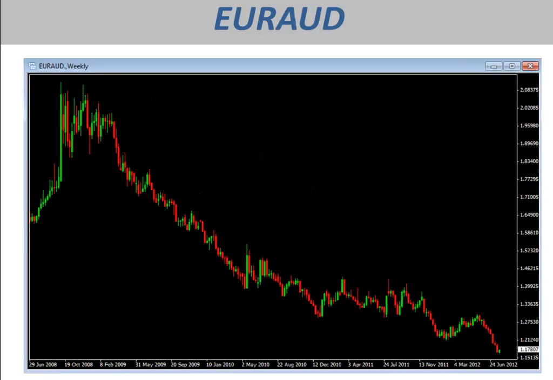Specifically, let's look at the euro Aussie. This was around 2.08 four years ago, and now it's at 1.17. So this thing has completely collapsed. The Aussie has basically strengthened about 80% against the euro. One euro was worth 2 Aussie dollars, and now it's worth less than 1.2 Australian dollars. So that is a huge move lower, and a lot of weakness of the euro against the Australian dollar.